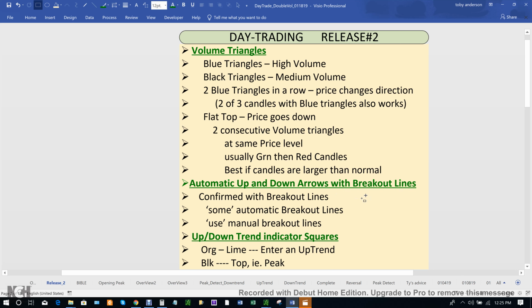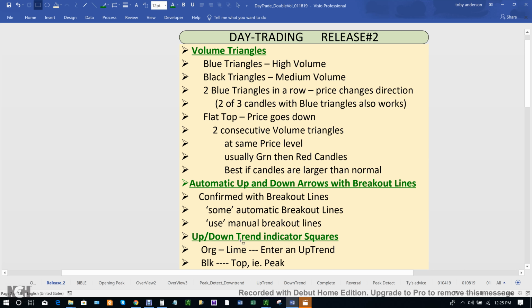Breakout lines: when the price goes above this line, it's called a breakout. But basically you should use breakout lines with the volume triangles, and my program automatically will draw breakout lines. Although there are times that my program doesn't draw breakout lines, and I encourage you to use manual breakout lines. And then the third thing it does is up down trend indicator squares.